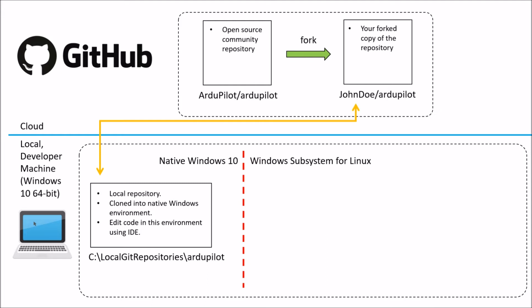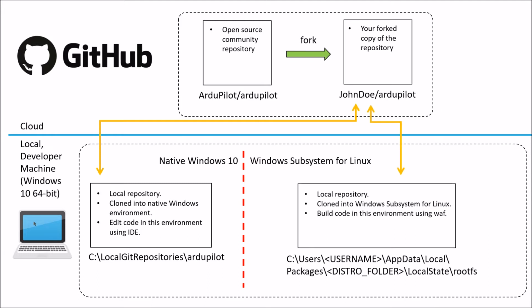Now, within the Linux environment, we can actually clone this same repository and use Linux tools to build and compile the code base. So, the workflow that makes sense within this infrastructure is to use the Windows environment to edit and modify the code, and then push it up to our forked remote repository on GitHub. We'll then pull these changes down from the remote repository to the Linux version and then build and compile the code within Linux.